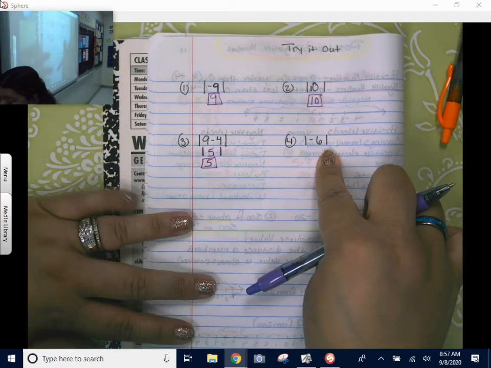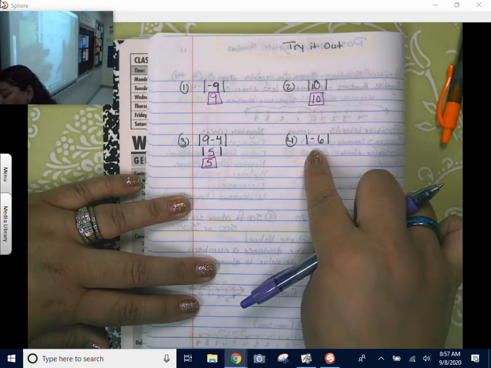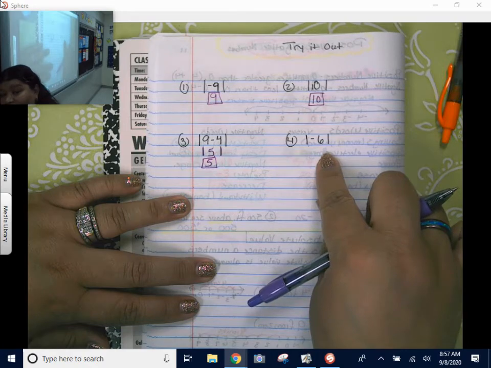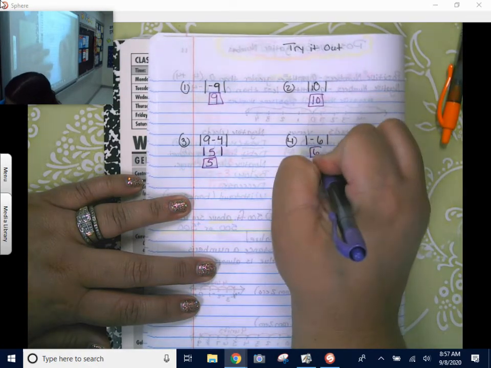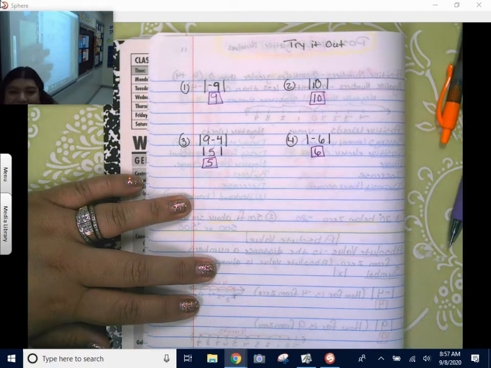Now over here, we have the absolute value of -6. How far away is -6 from 0? It is 6 units away. Just like that. Okay. Make sure you update your table of contents.